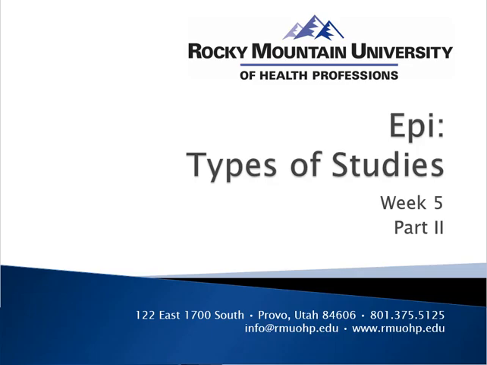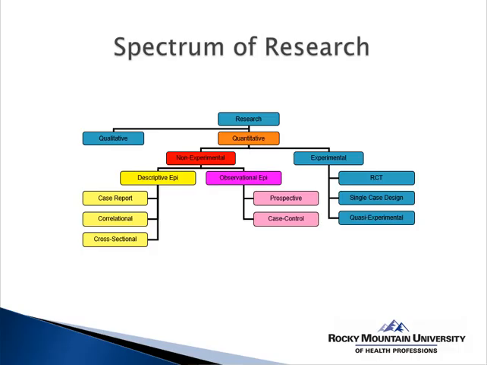Okay, welcome back to part two. So now and for the next several weeks, we're going to be exploring different types of research study designs and the strengths and weaknesses of each and how you can utilize these within your systematic reviews or scoping reviews.